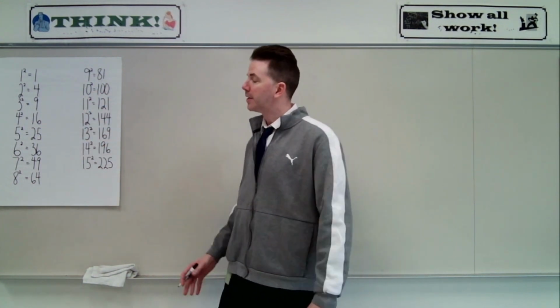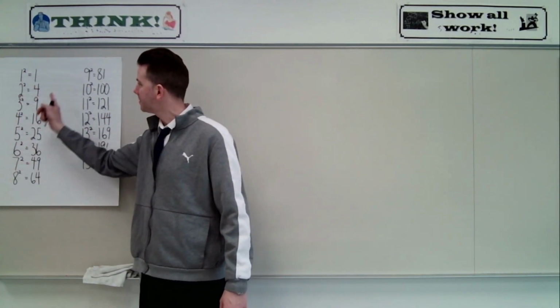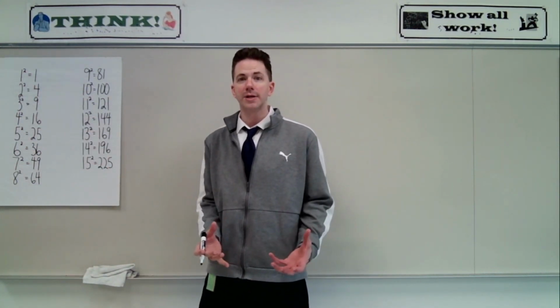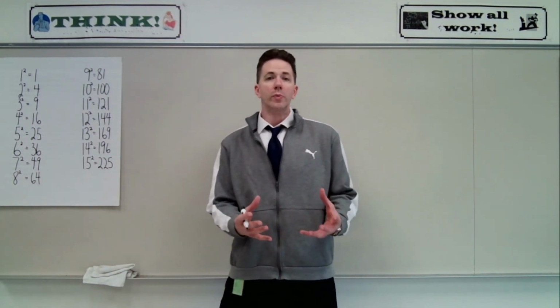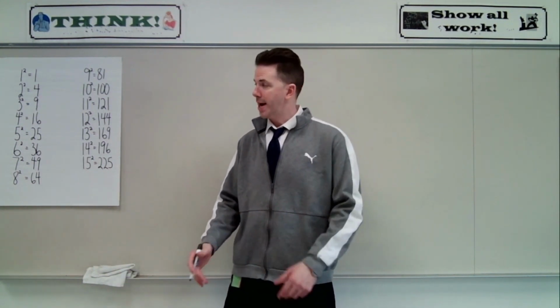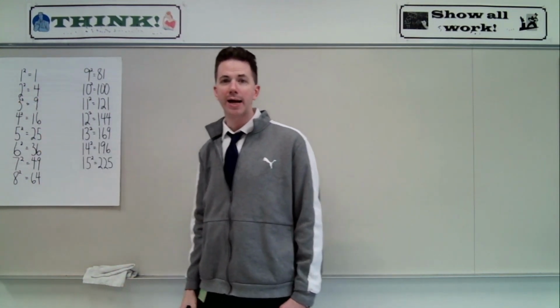If you look over here at this chart, you notice you have what we refer to as the perfect squares. What do we mean by that? If you take any of these numbers on the left side and you multiply them by themselves, you get the number on the right side. That's why it's called a perfect square. We want to look at how do we go backwards from that. If we have, for example, 25, how do we know how to get back to the 5?